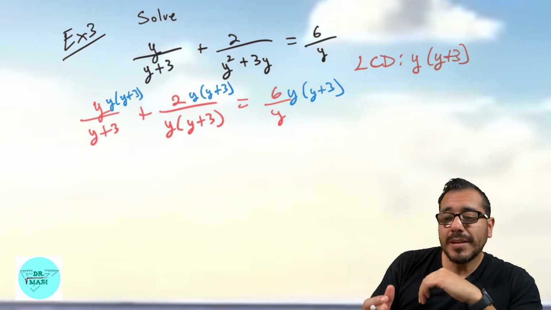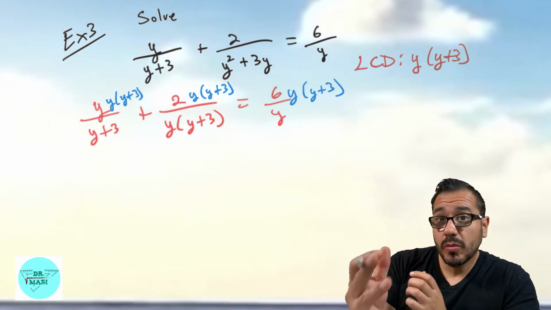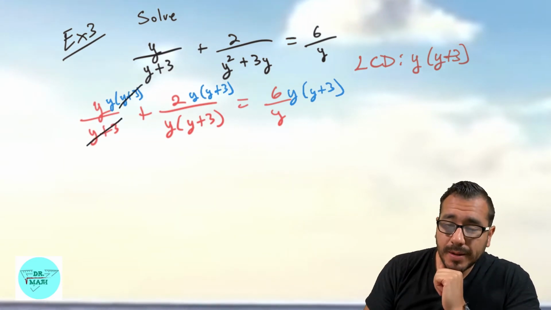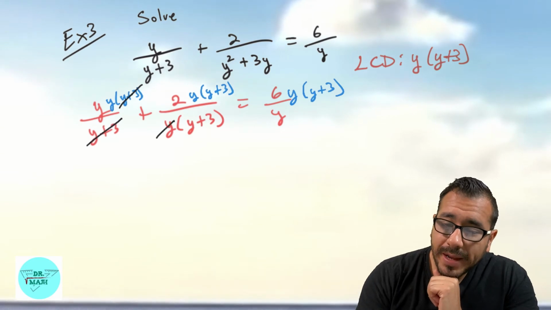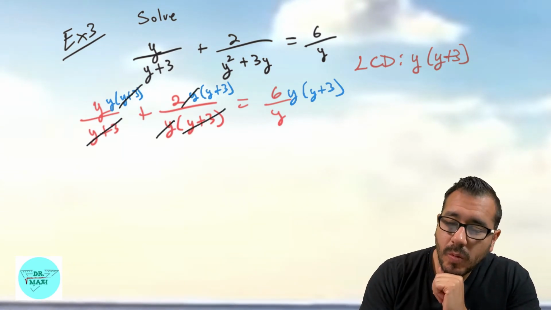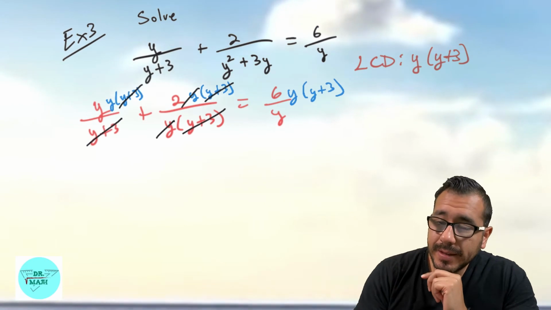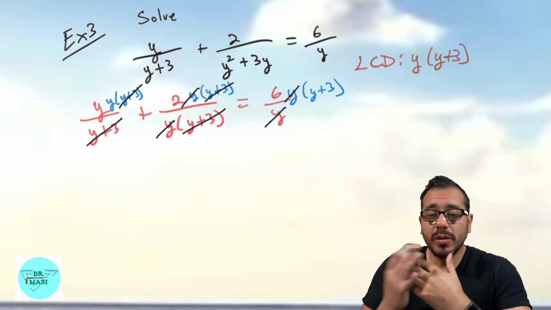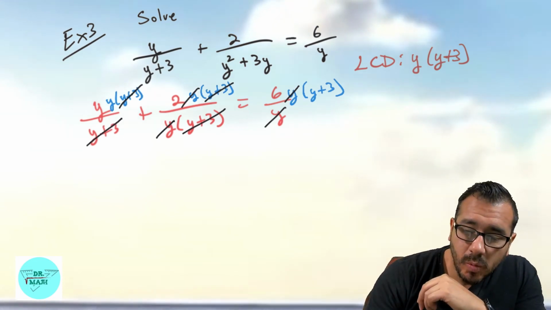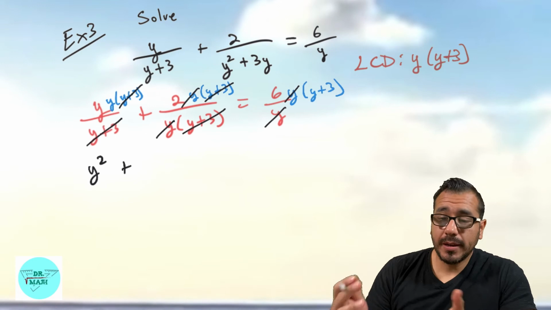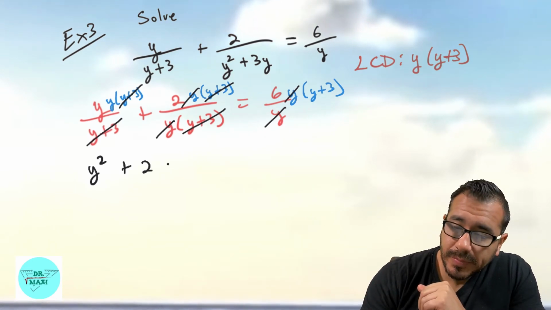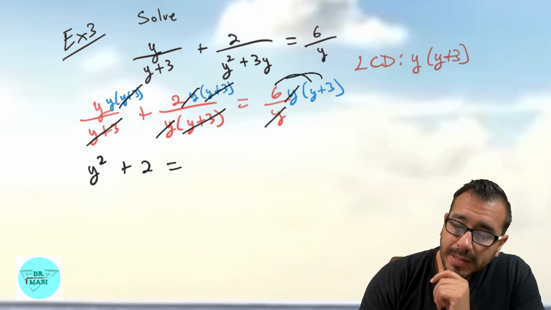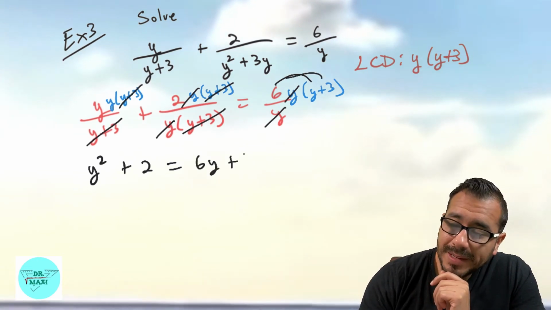Now, why do we do this? We want to get rid of the fractions, so we got to cancel. So y plus 3, gone. y and y, gone. y plus 3, gone, right? Those y's, they're gone. So what are we left with? Well, we're left with the y squared. So we got our quadratic, we're left with the 2, and on our right hand side, let me go ahead and distribute that 6, so we end up with 6y plus 18.